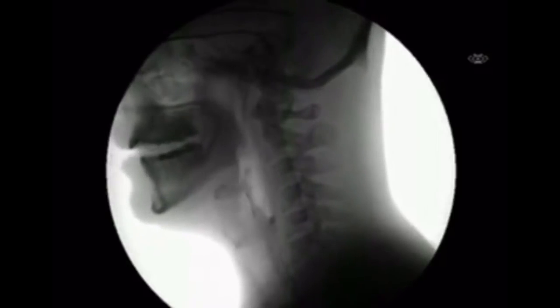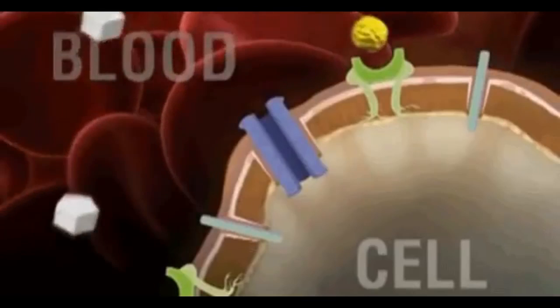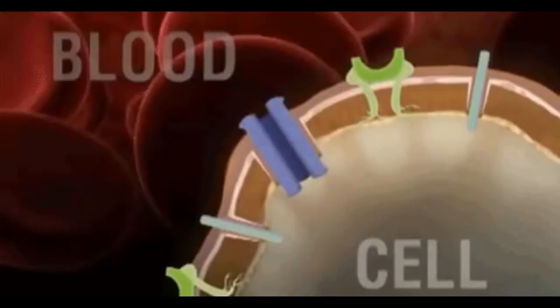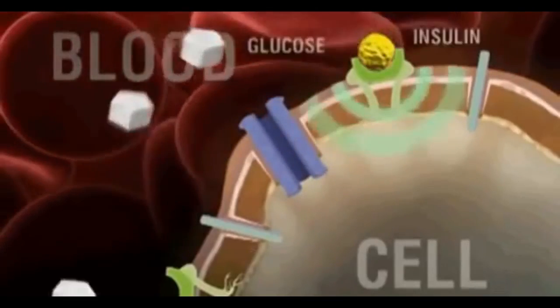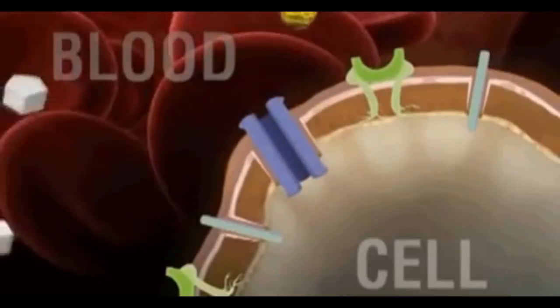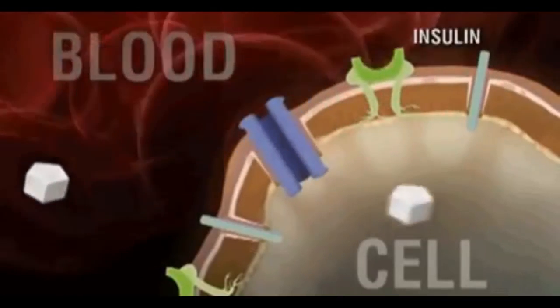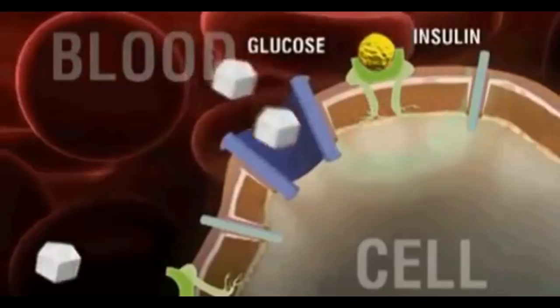Once we swallow the food, it goes down into our digestive system, where the food is digested into glucose. The glucose passes into our bloodstream. Our blood takes it to our cells, where it passes through the cell membrane into the cytoplasm. And this is where cellular respiration begins.